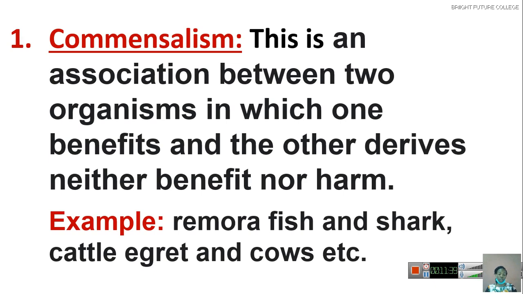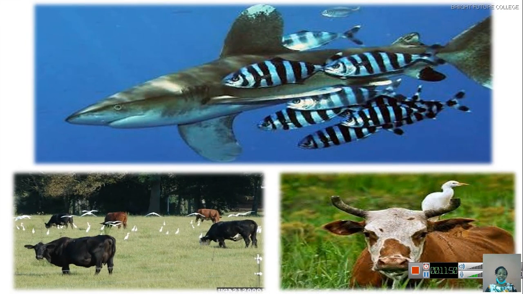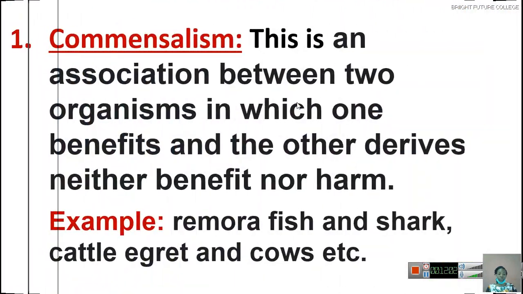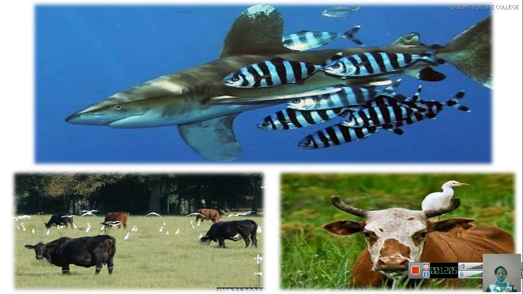An example of such relationships are remora fish and shark, cattle egret and cows. You are going to see the pictures now. Can you see? This is a shark. The big fish you are seeing here is a shark, and these tiny ones are what? They are what? Remora fishes. They follow shark everywhere it goes. Can you see how they are following this shark? They feed on what? The crumbs that fall out of the shark's mouth, okay?